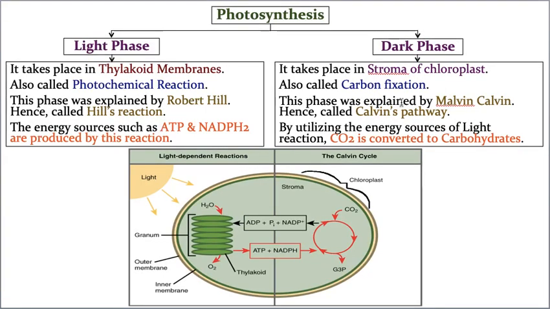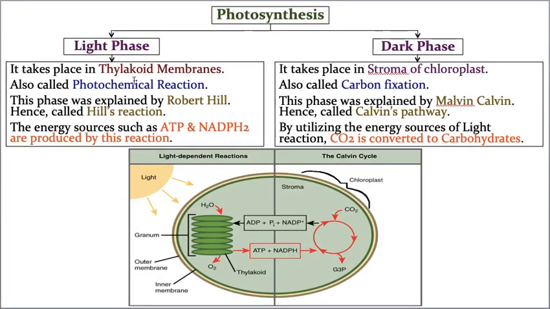That's why it is called carbon fixation. See, the light phase takes place in the thylakoid membranes, whereas the dark phase takes place in the stroma of the chloroplast. One is called the photochemical reaction, whereas the other is called carbon fixation. It was explained by Robert Hill, whereas this was explained by Melvin Calvin. Because Melvin Calvin explained this dark reaction, it is also called Calvin's pathway or Calvin's cycle. You can write either, there is no problem.